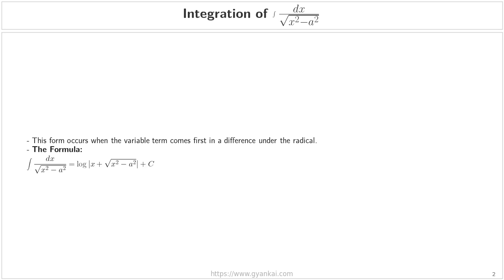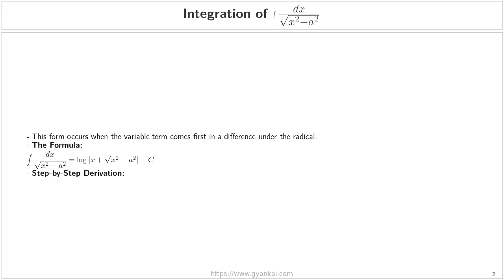Integration of the integral of dx over the square root of x squared minus a squared. This integral form, the integral of 1 over the square root of x squared minus a squared, arises when you have a difference under the radical, and the term with x comes first. Now, the formula for this integral is quite neat. It's the natural logarithm of the absolute value of x plus the square root of x squared minus a squared, plus our constant of integration, c.